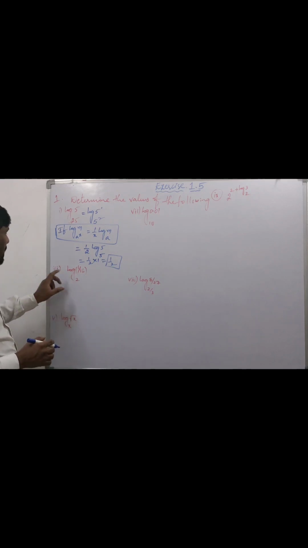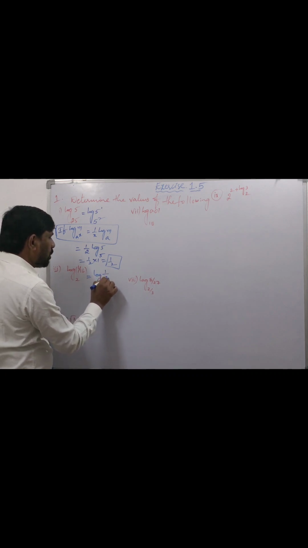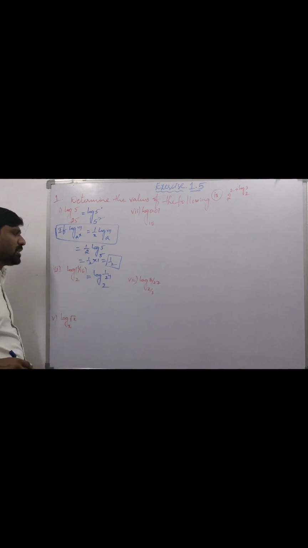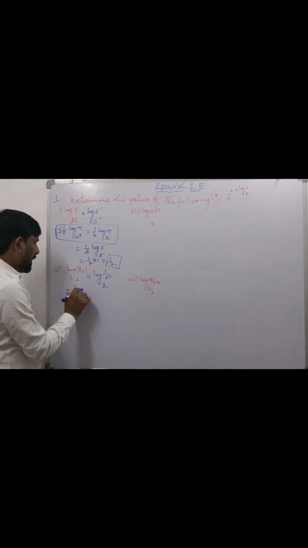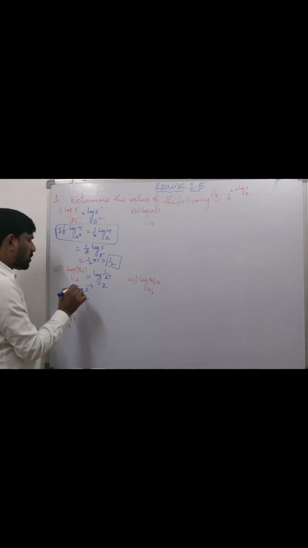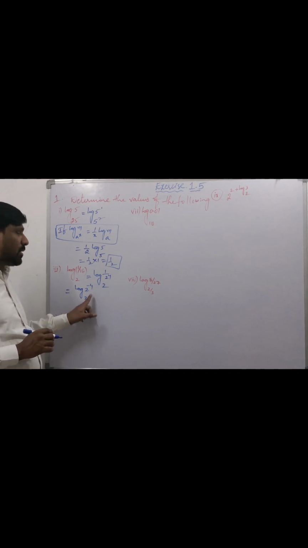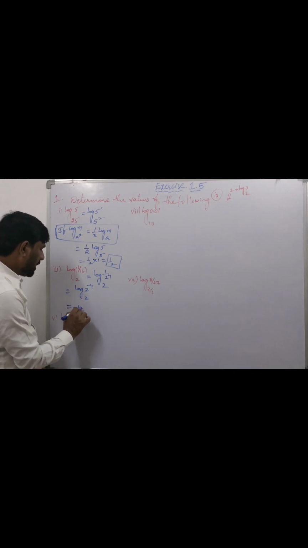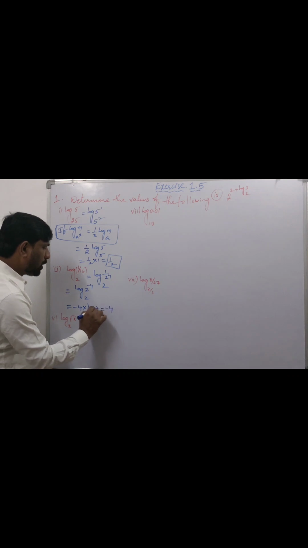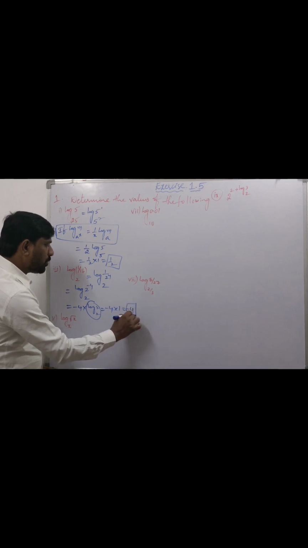Clear? In the similar way, I am writing 1 by 16 as 1 by 2 to the power 4, because the prime factorization of 16 is 2 power 4. Now I will write this as 2 to the power minus 4 to the base 2. By the exponent law, logarithm of m power n to the base a is n into logarithm of m to the base a. So we get minus 4 into logarithm of 2 to the base 2, which is 1. So the answer is minus 4.